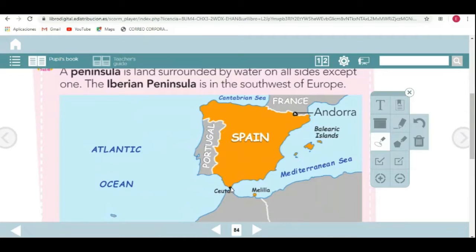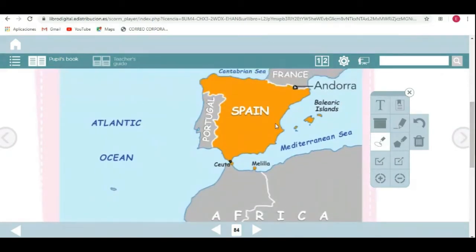We say that the Iberian Peninsula is surrounded by the Cantabrian Sea in the north, the Atlantic Ocean in the west, and the Mediterranean Sea on the east. So from all this part, it is the Mediterranean Sea, the Atlantic Ocean over here, and the Cantabrian Sea on the north. You can see that Spain is next to Africa. And in Africa, we can find 2 autonomous cities, Ceuta and Melilla.